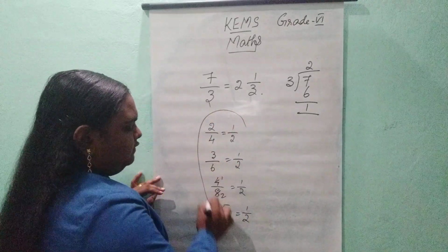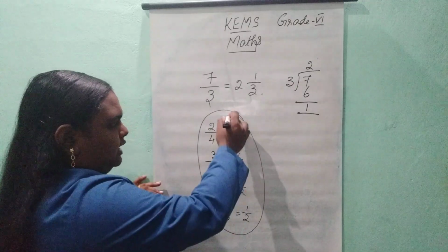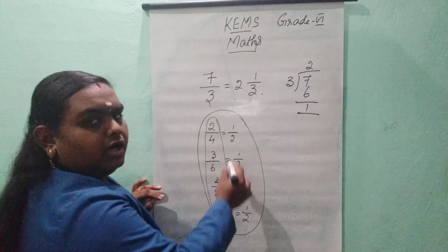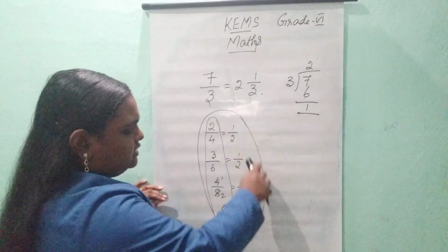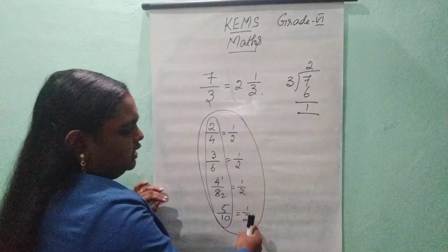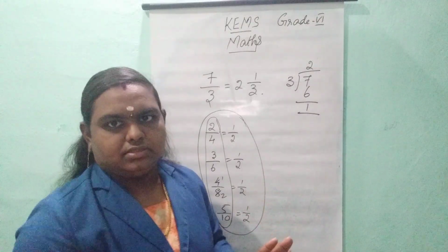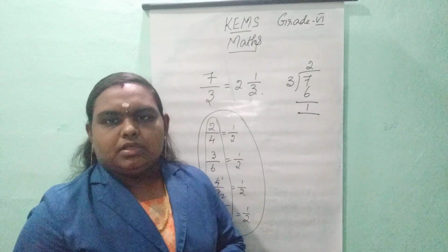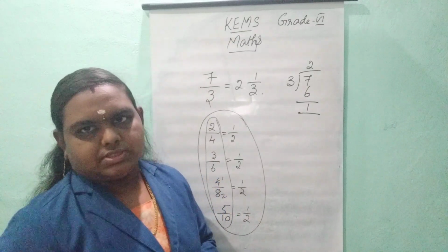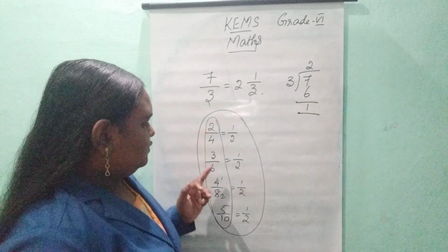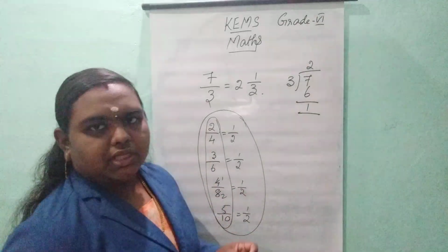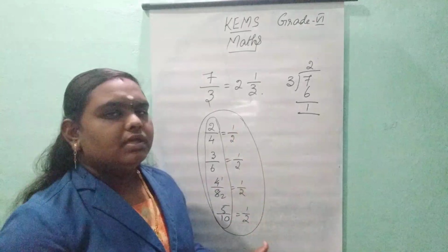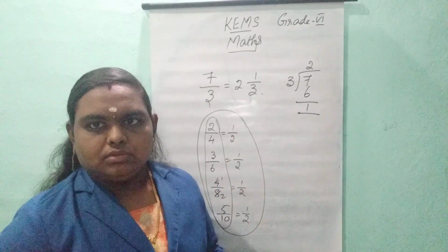So if you have fractions like this, the answer will be the same, even though the fractions are different. After dividing, we will get the same answer. Totally there is only one answer, that is 1 by 2. So these 2 by 4, 3 by 6, 4 by 8 and 5 by 10 are the equivalent fractions because we got the same answer for all.